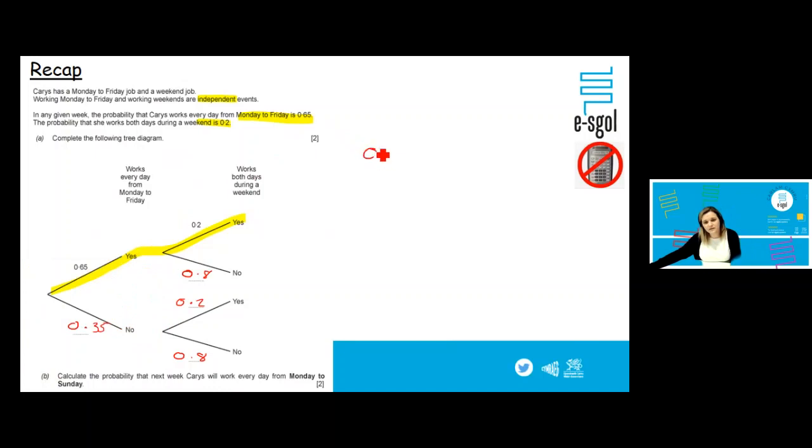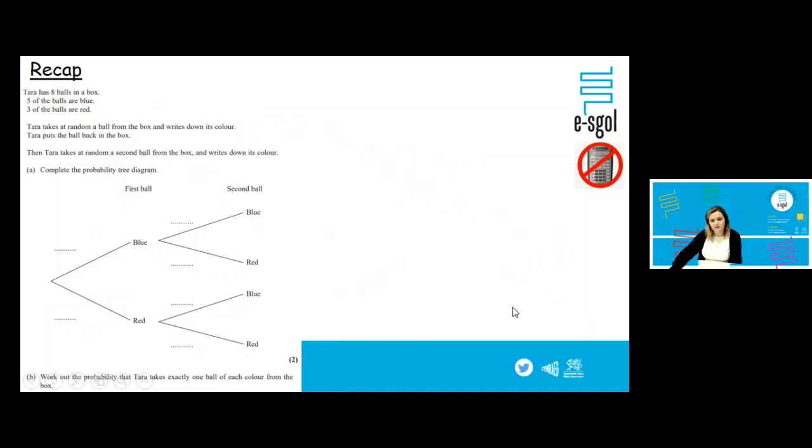And we always multiply along these branches. So 0.65 multiplied by 0.2, and this is where your times and your decimals comes in. 65 times 2 is 130, and then you're dividing by 100 and then by 10 again. So 0.13 for your answer there. Okay. And the other style of question we did was this. So if you want to pause the video and try that before me, and then from there on, then everything will be the new section for today.